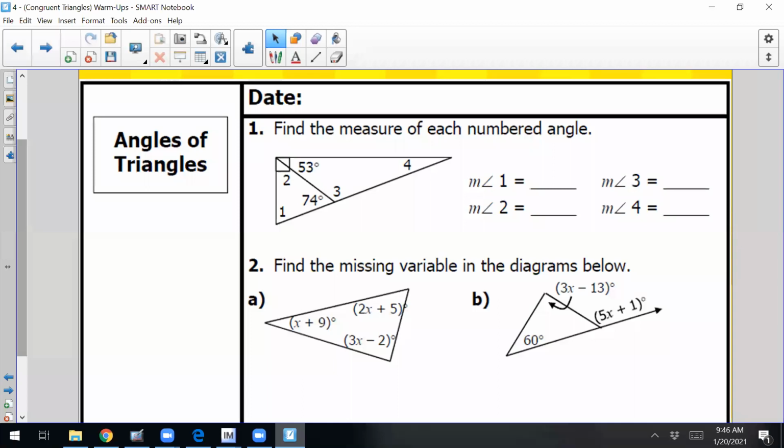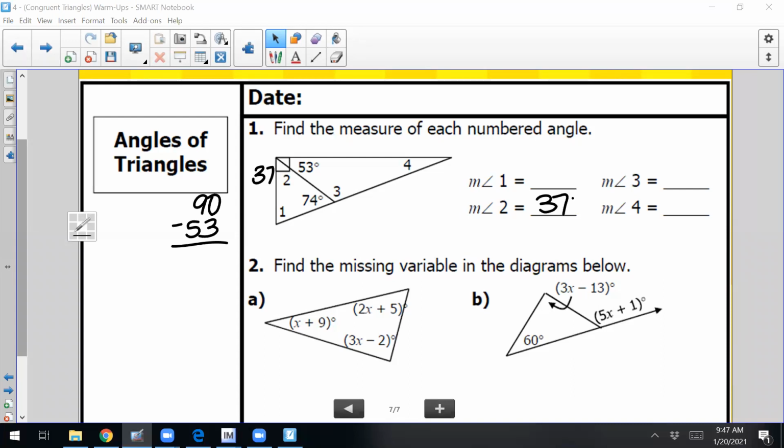So on the first one, it says find the measure of each numbered angle. So number 1, how did you find angle 1? Okay, so you got to find 2 first, because you know this is 90. Good. So 90 minus 53, what's that give us? 37. So that's angle 2. Okay. Well, you know that this one's 74. So what is 37 plus 74?